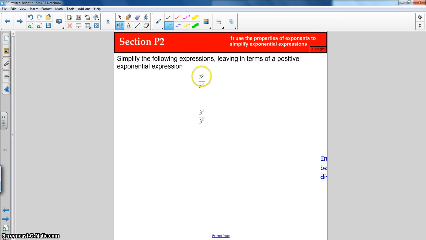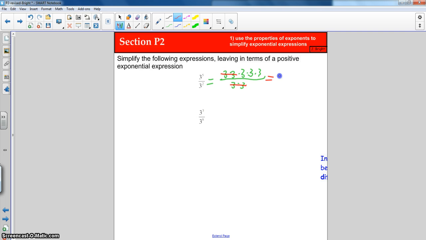Now similarly, there's going to be a rule with division, but let's go ahead and explore that. So here, what does 3 to the fifth mean? That means I have 5 3's being multiplied together in the numerator. In the denominator, 3 squared, that means I have 2 of them. Well, there's two threes in common in both, so I can scratch both of those.